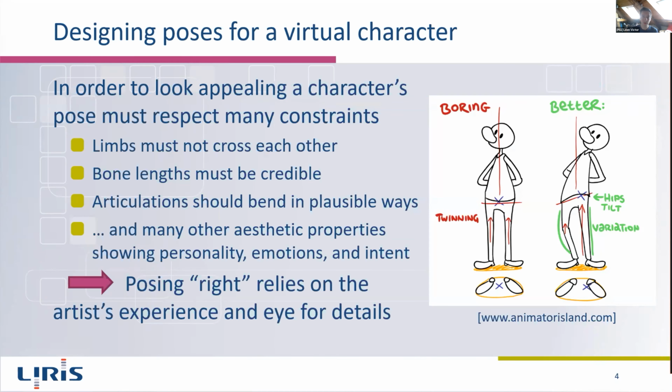In this work, we are focusing on poses as single frames in a character's motion. A single pose might sound simple, but there are actually a lot of constraints dictating whether a pose will look good or not. Some are quite evident, such as is the character's anatomy respected, is bone length constant, is there interpenetration of the limbs, or are the articulations bending in impossible ways?